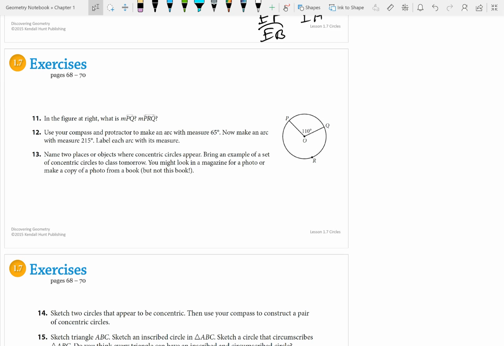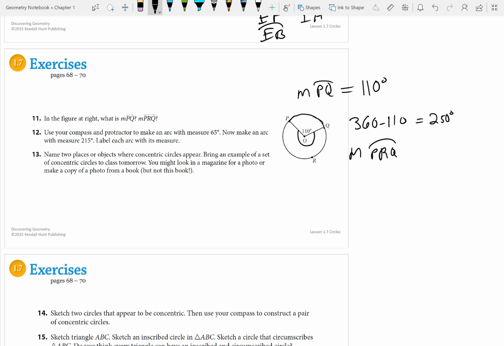In the figure at right, what is the measure of arc PQ and what is the measure of major arc PRQ? Okay. So the measure of minor arc PQ is this arc right here. Remember, measure is the angle or the angle measure. So it's actually going to be the same as the measure of this central angle, which is 110 degrees. The measure of the major arc PRQ is going to be 360 minus 110. It's the same as the reflex measure of this angle, so 360 minus 110 equals 250 degrees. So the measure of arc PRQ equals 250 degrees. There we go. And that is number 11.